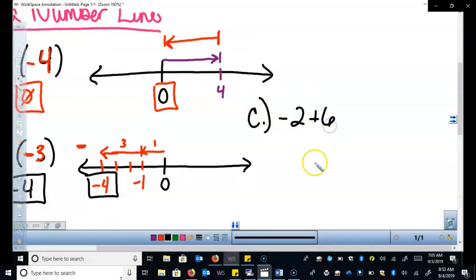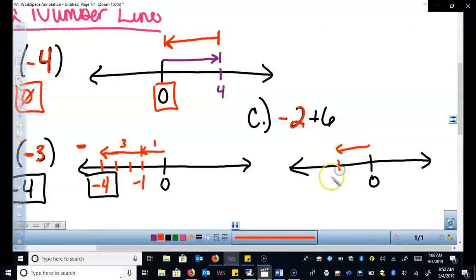-2 plus 6. Again, starting at 0, we go 2 in the negative direction, -2. So we end up at -2. And now from that point, we're going to add 6. So we're going to go 6 in the positive direction, 6 spots from where we left off at -2.